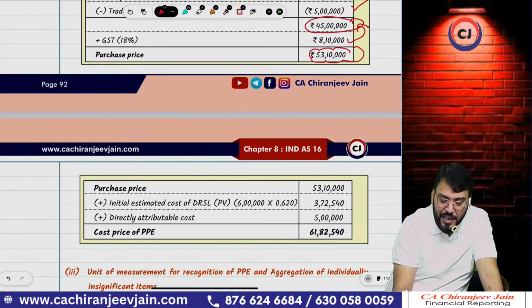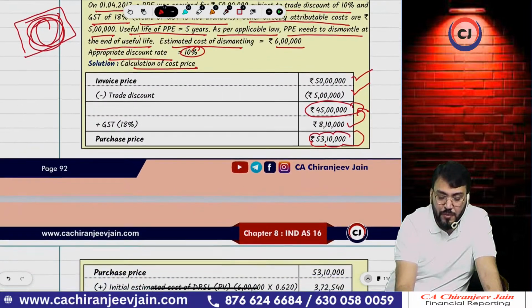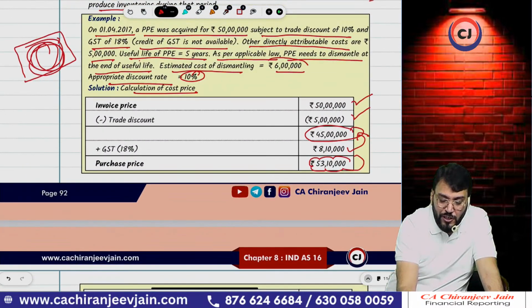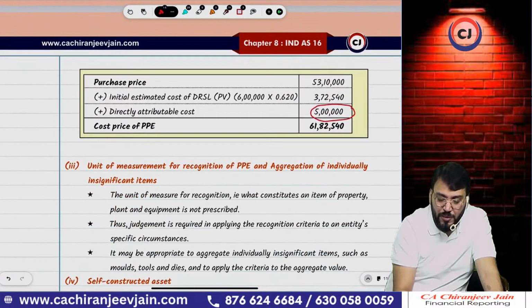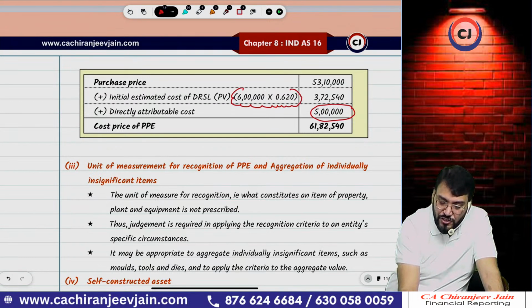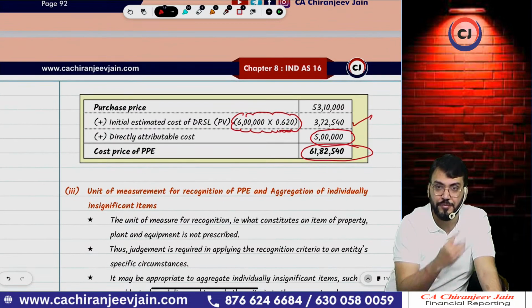Then we need to add directly attributable cost, that is 5 lakh, and we need to also find out the present value of 6 lakh. So it was going to be incurred after how many years? 5 years. So 10% discounting factor, 6 lakh into 0.620. This amount will come, you can add this amount and this will become the cost price of PP.